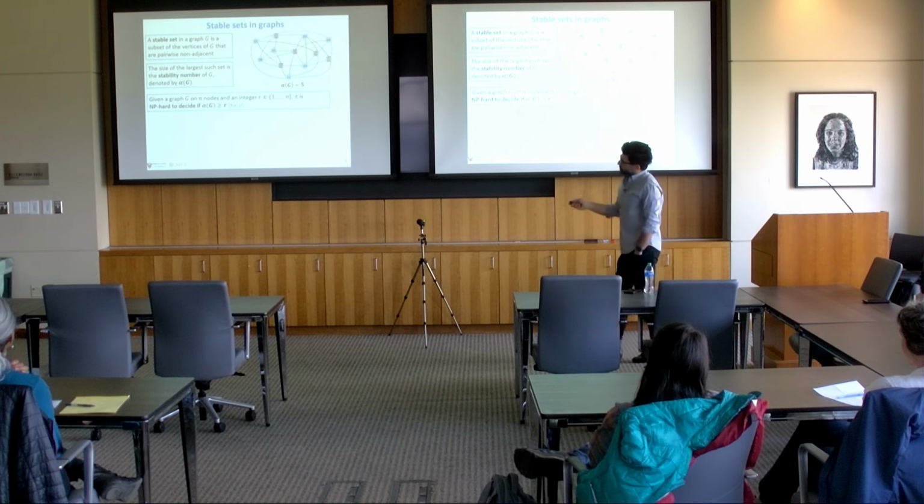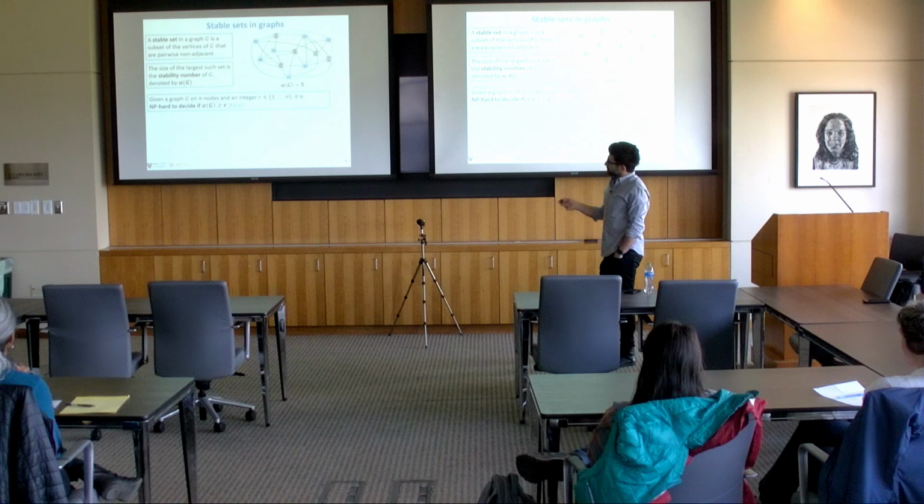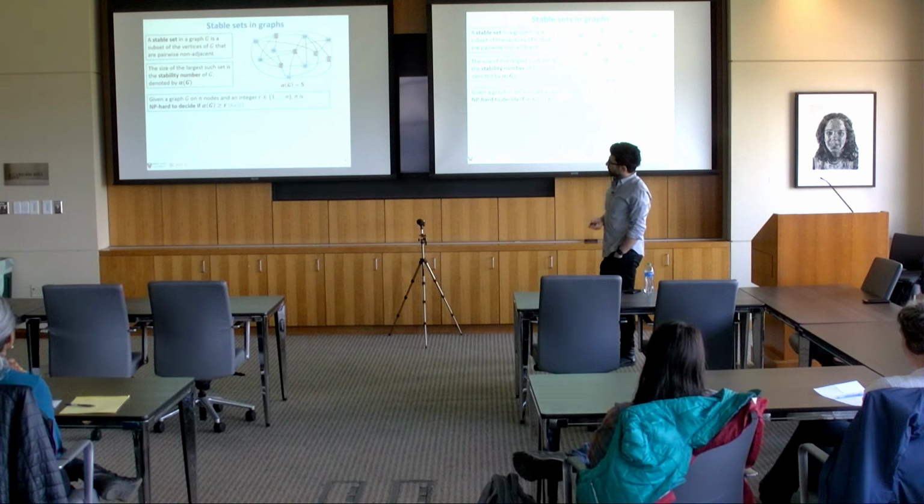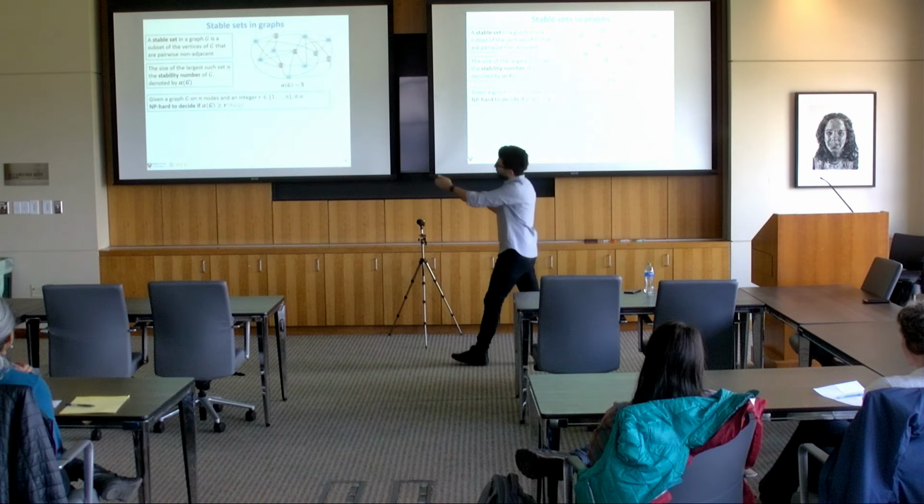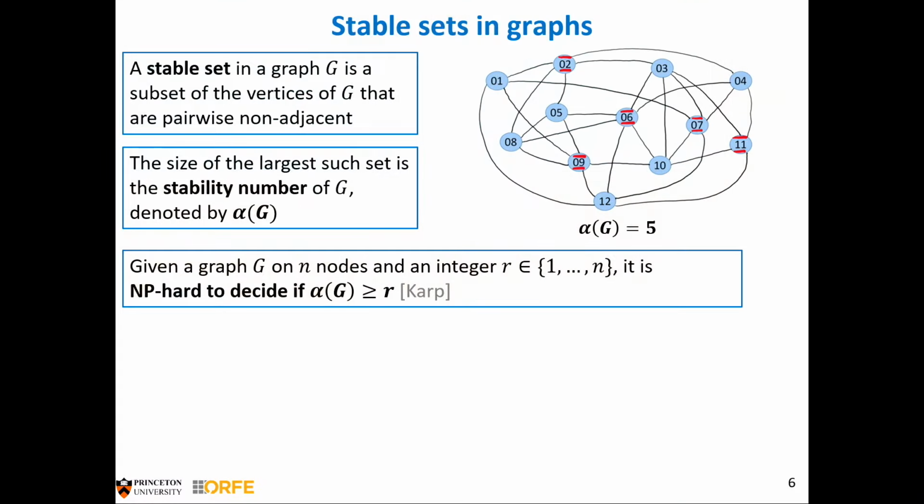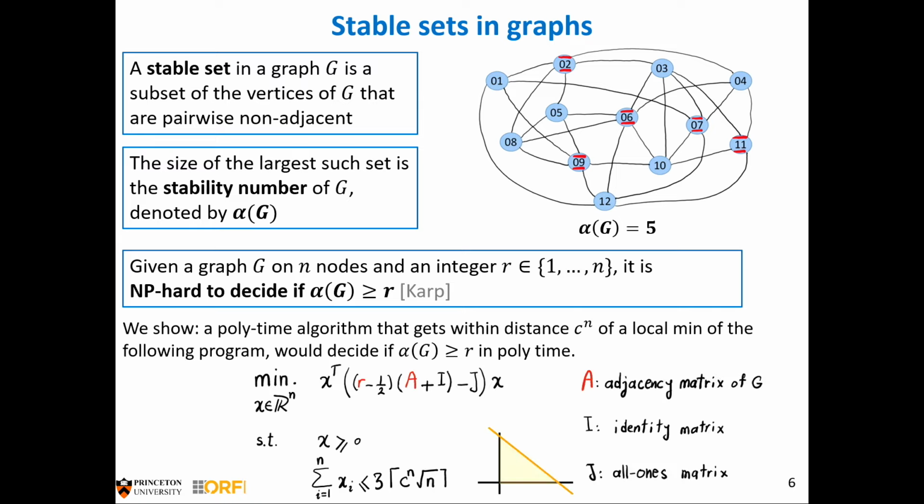The decision problem, which is well known to be NP-hard, this is one of the first 21 problems shown by Karp to be NP-hard, is: given a graph G on n nodes and a threshold integer r between 1 and n, tell me if there is a stable set of size r, or at least r. These are the same question. What we show in the paper is that if there was a polytime algorithm that gets within distance c to the n of any of the local minima of the following quadratic program, we could decide in polytime if, given a graph, there's a stable set of size r.